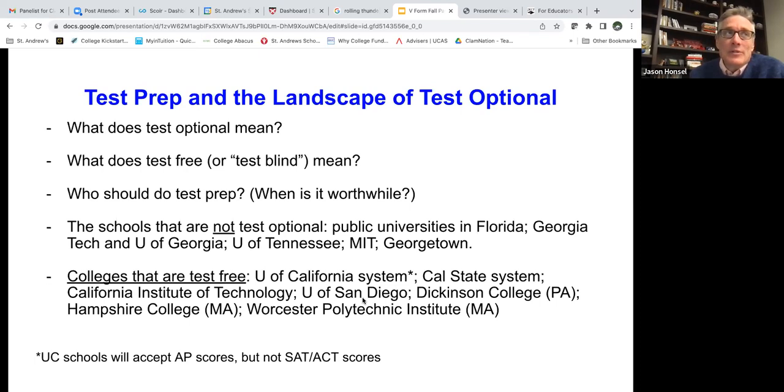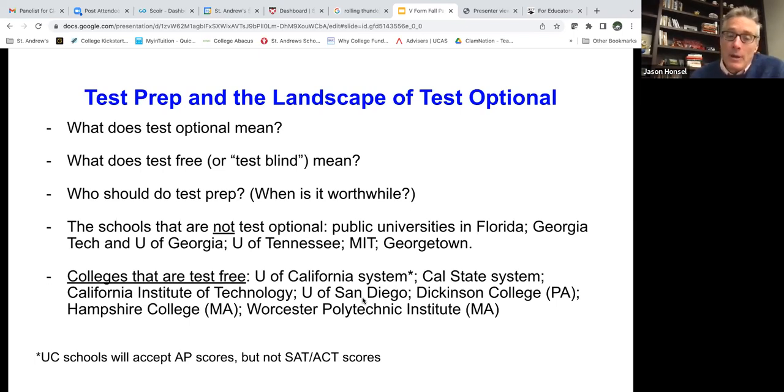And the schedule at St. Andrews is busy and it's packed, and so trying to fit test prep in is challenging. So we'll say proceed with caution if that's something you want to do. Again, talk to us and we can discuss whether it makes sense for your students.